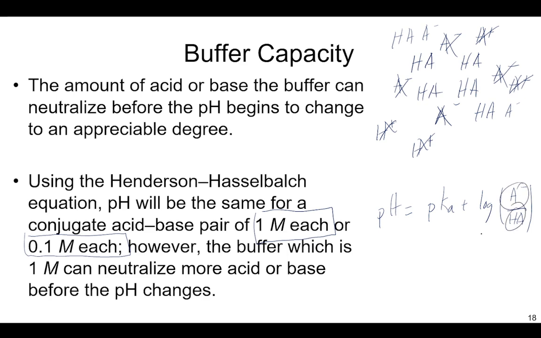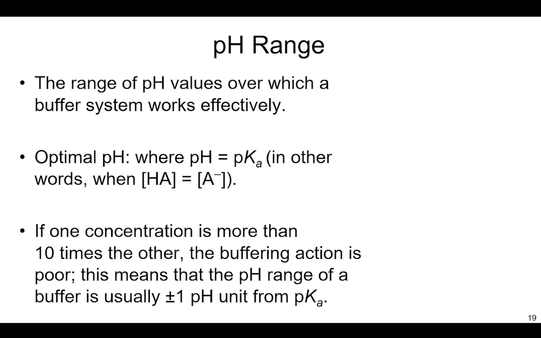Right? So if these two numbers are the same, log of 1 goes to 0, and it doesn't matter if those two numbers are both 1 or both 0.1, the pH will be the same because in both cases you'll have log of 1. But the difference is that the buffer capacity of the 1 molar buffer will be much greater, because there's lots more HAs and A minuses around in that buffer to begin with than in the 0.1 molar case, where there's 10 times less of the conjugate acid-base pair to neutralize some added acid or base. So that's concept one, the buffer capacity.